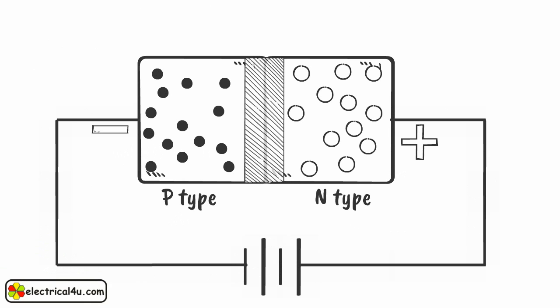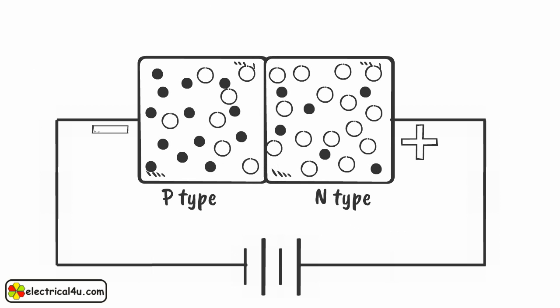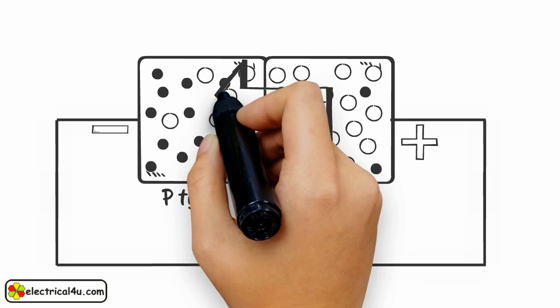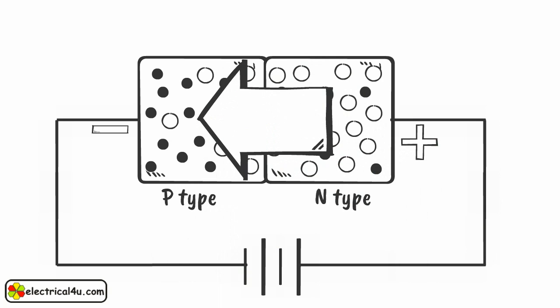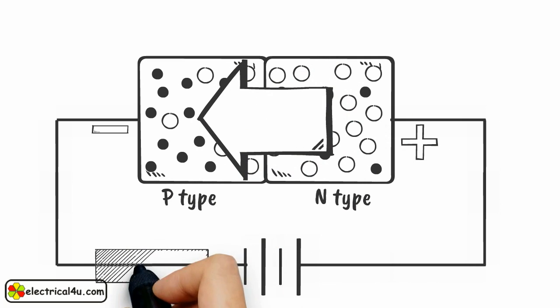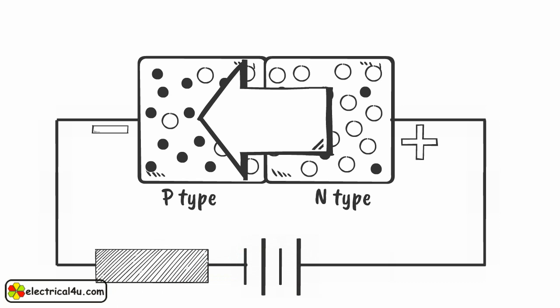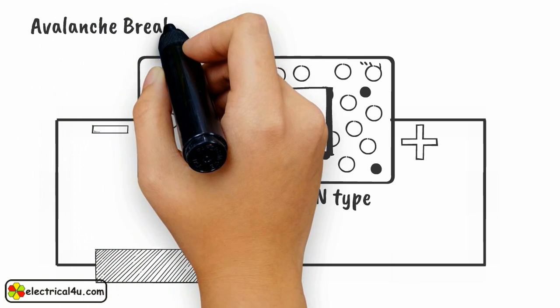That means there is no more depletion of charge carriers across the junction, or in other words, the depletion layer has vanished. As a result, a huge reverse current starts flowing through the PN junction. If this current is not limited by external means such as a resistance in series, the junction may be permanently destroyed due to excessive heat generated at the junction. This type of breakdown occurring in a PN junction is called avalanche breakdown.